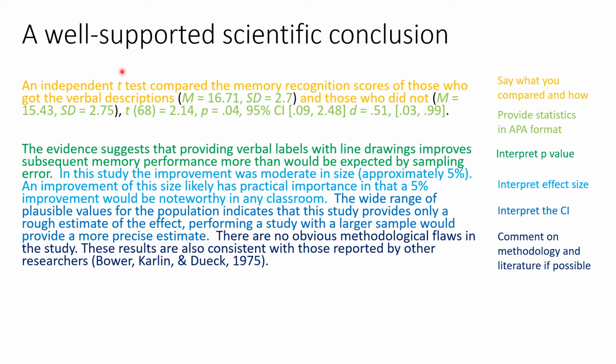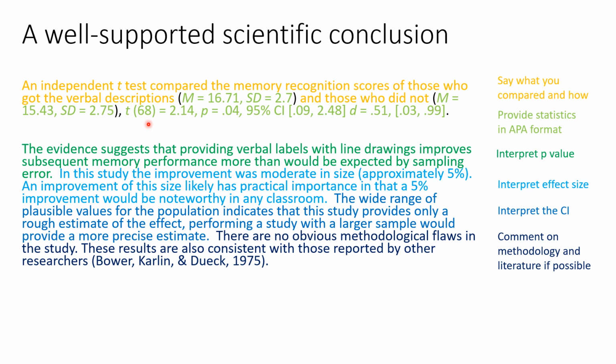An independent sample t-test compared the memory recognition scores of those who got verbal descriptions, then I'm saying what their mean and standard deviation were, and those who did not get those verbal descriptions. So that's what I compared and how. Then all of these numbers are giving me the sample statistics in APA format. Here's the mean and standard deviation of the verbal label group. Here's the mean and standard deviation of the group that did not get them, the control group.